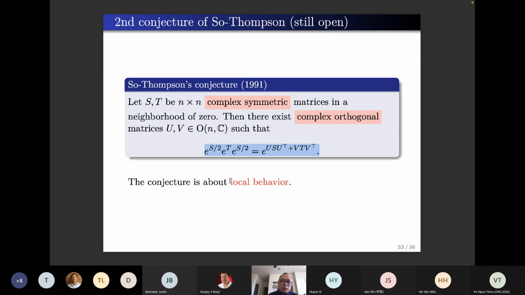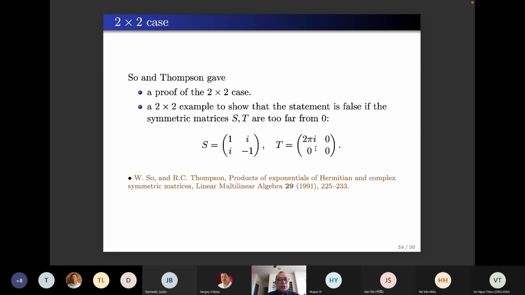So as I said, I emphasize this is a local behavior conjecture. You can also interpret it as the sum of two elements in two orbits under a certain action. And this is the 2x2 case.